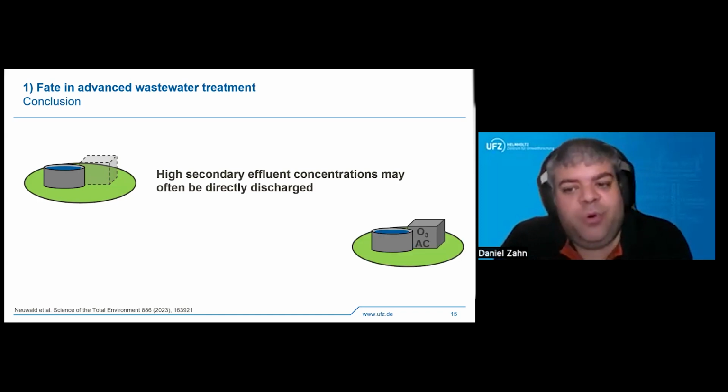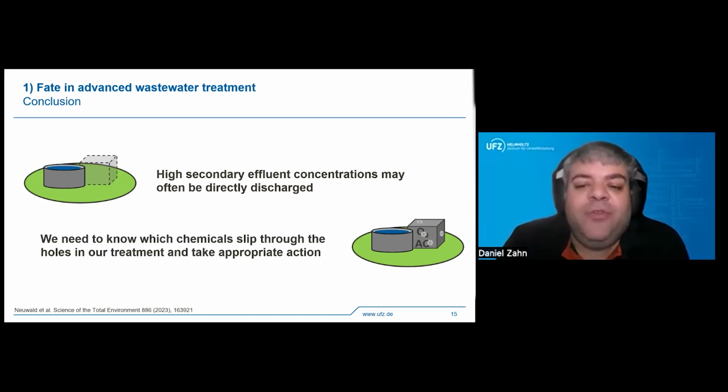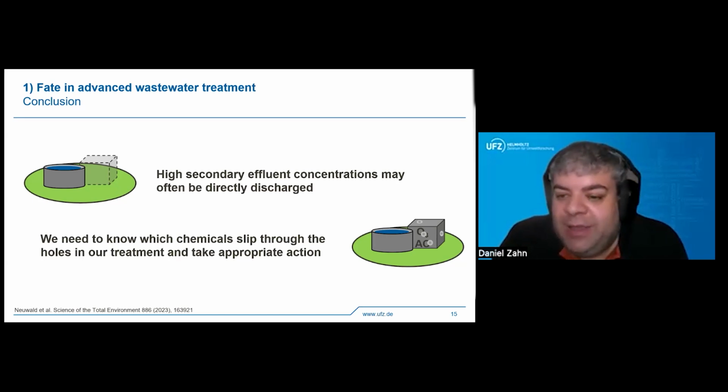The other thing that's important to learn here: while our advanced technologies are effective against some chemicals, they have systematic gaps, chemicals they cannot remove. And we need to know which chemicals slip through our treatment to be able to, of course, evaluate if they are problematic and if yes, take appropriate action.